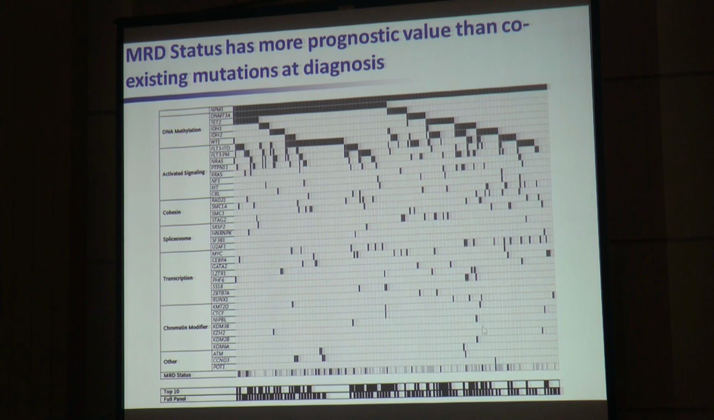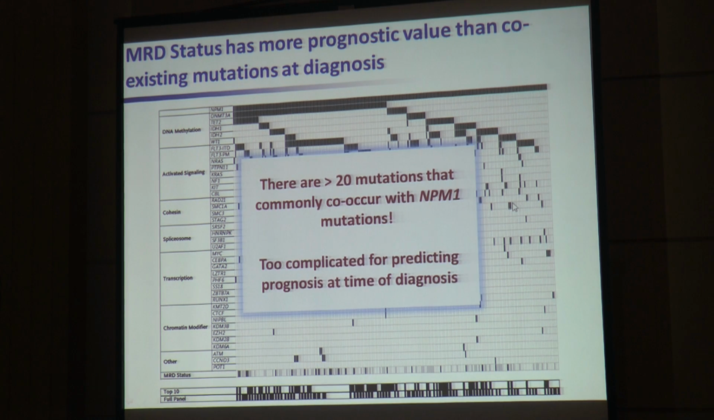The first is this is the molecular data. So all the patients are NPM1 mutant, as shown here, and there are many co-occurring mutations in all sorts of complex patterns. And the point here is that there are more than 20 mutations that commonly co-occur with NPM1. So if we ever hope to use the mutations at baseline for diagnosis, it's going to be too complicated. There are too many groups. It's too much to make sense of.